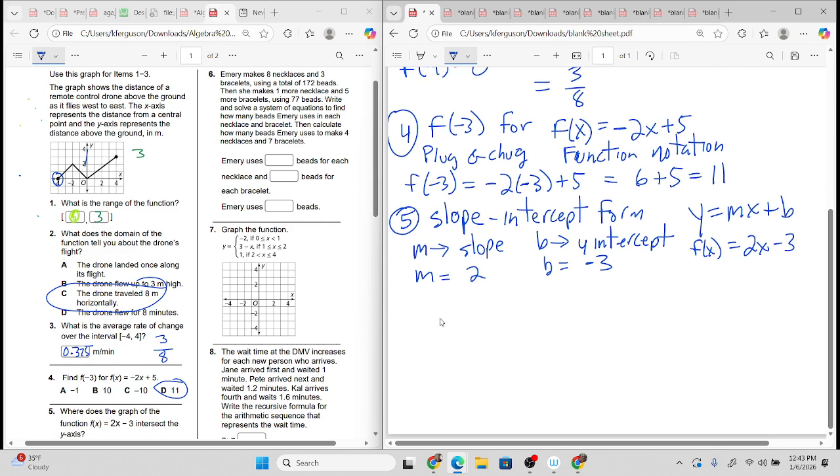All right. So number 6. Number 6 is a system of equations problem. System of linear equations, actually. So I got words. I need to take the words and change them to symbols. So Emery makes 8 necklaces and 3 bracelets using a total of 172 beads.